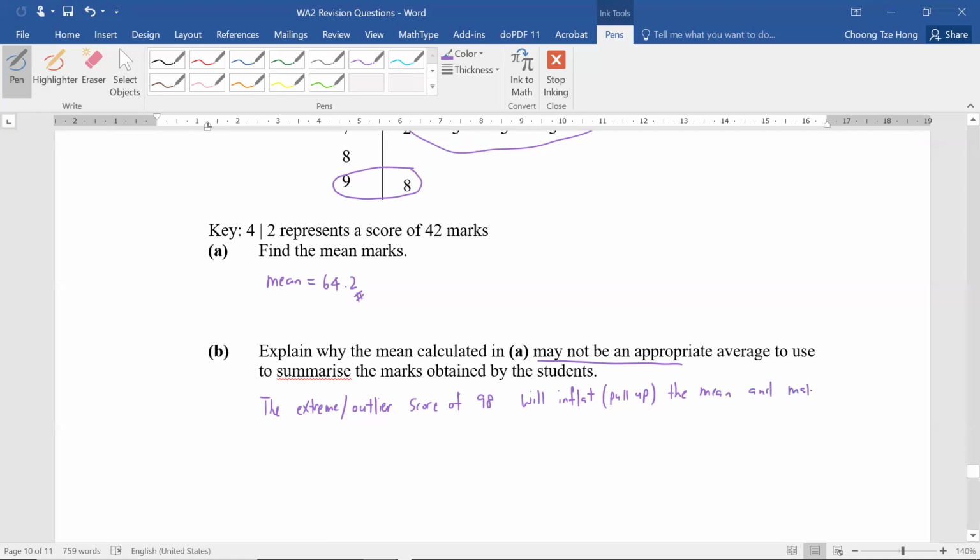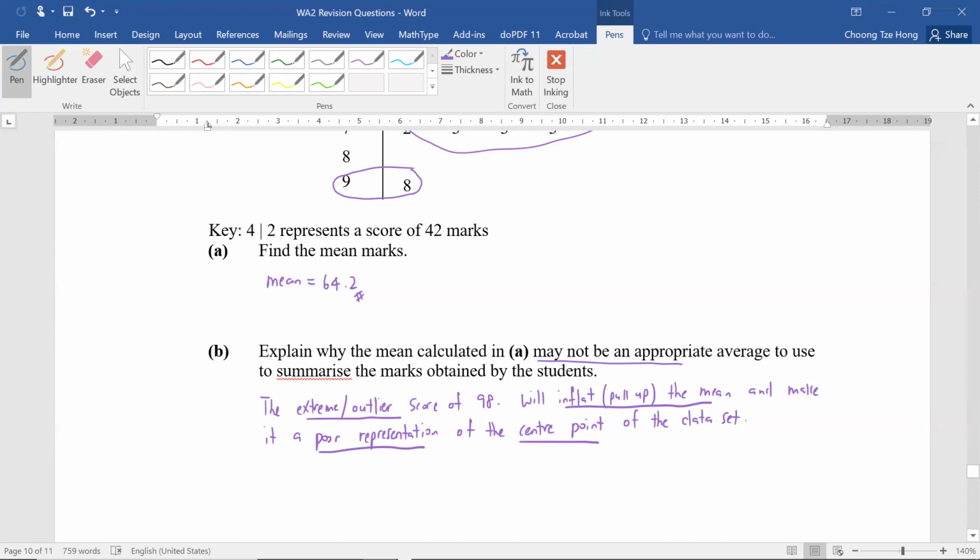and make it a poor representation. So remember, we are trying to use the mean as a single number to represent the center point of the data. But if it's being pulled up by the 98, then it becomes a poor representation of the center point of the data set. So the extreme outlier score inflates the mean and makes it a poor representation of the center point of the data set.